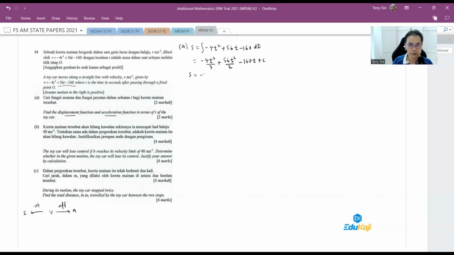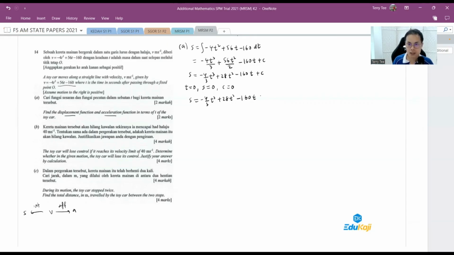Now, you can simplify further. 56 divided by 2 is 28, so there's 28t² - 160t + c. We know when t is 0, when you start the clock, the question says t is time after passing through fixed point O. So when t is 0, displacement is also 0 because it starts from point O. Picture this: if I put 0 inside t, then c will be 0. And your displacement function is now 28t² - 160t.